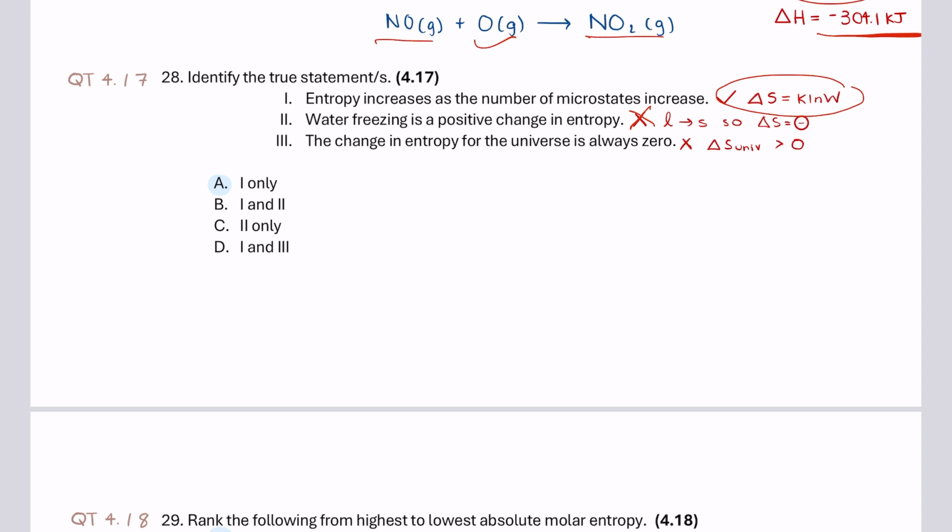This statement is also false. According to the second law of thermodynamics, for any spontaneous process, the entropy of the universe increases. While it's true that entropy might decrease in a localized system, the total entropy change, including the surroundings, must be greater than 0 for spontaneous processes. So the entropy change of the universe is not always 0. In fact, for any natural spontaneous process, it's always positive. So only statement 1 is true, which means that the correct answer is A.